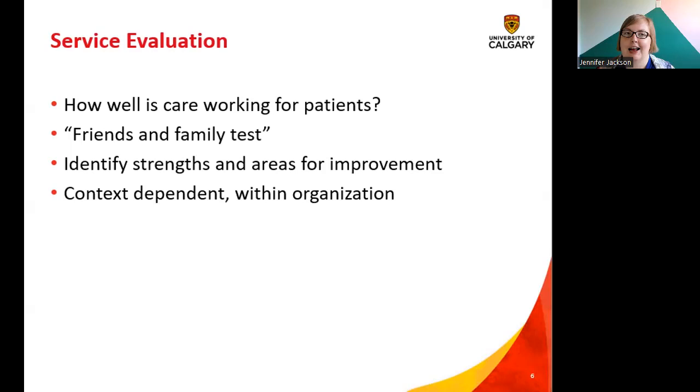Now, at a good, untainted level, a service evaluation is a really useful tool that's context dependent. So how do we improve this specific clinic? But just keep an eye out, sometimes these can, like anything, be used for the wrong reasons.